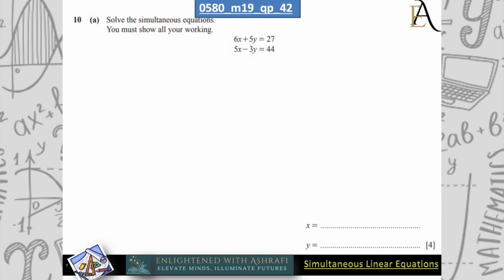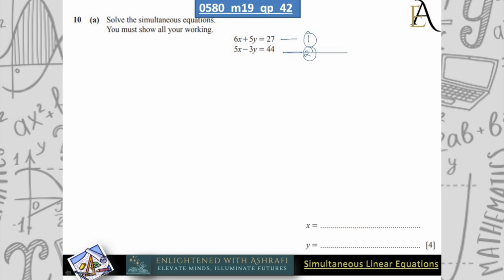Next question. Solve the simultaneous equations. Show all your working. 6x plus 5y is equal to 27. 5x minus 3y is equal to 44. This is paper 4. Let this be equation 2. Now your elimination will be better than substitution, because if we go for substitution then we will be having denominators, so please try to avoid denominators.